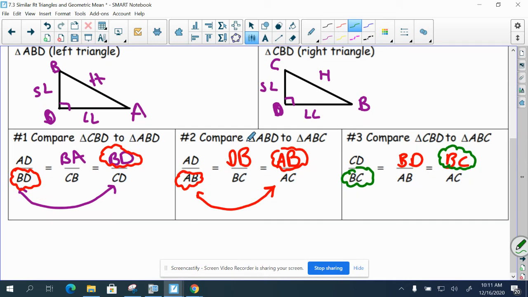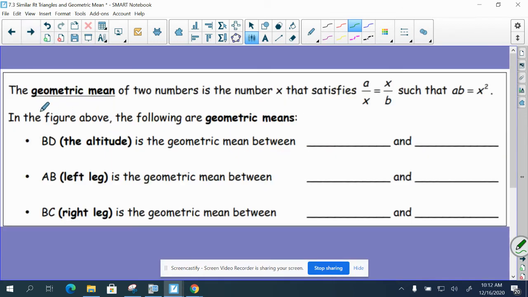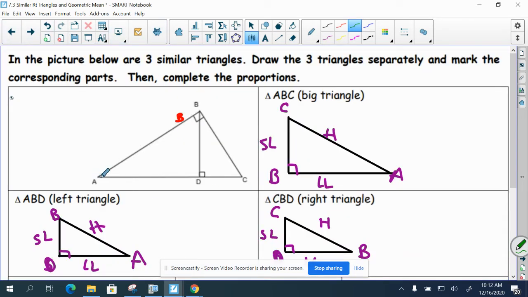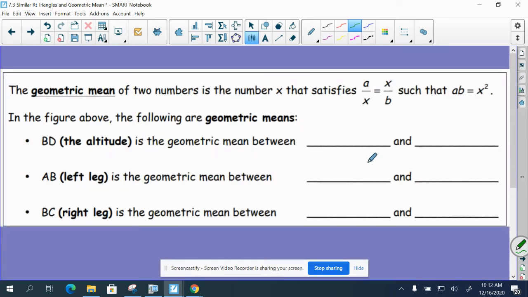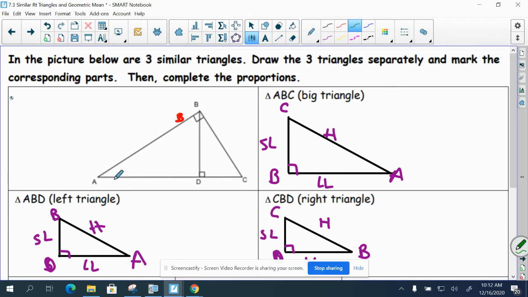All right, so I know that's a lot to take in. Let's look once again. The geometric mean of two numbers is the number x that satisfies that, where our geometric means were the altitude, the left leg, and the right leg, or the short leg and the long leg. So in the figure above, the following are geometric means. The altitude is the geometric mean between AD and DC. So we'll write AD and DC. The left leg is the geometric mean between the whole hypotenuse AC and part of the hypotenuse AD.